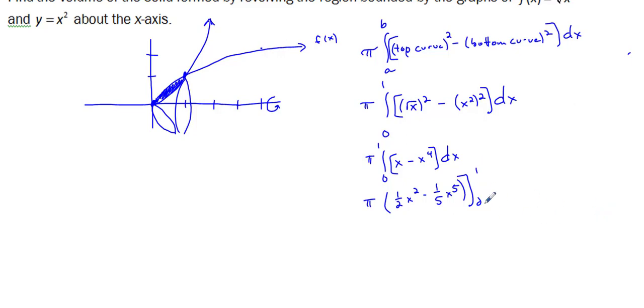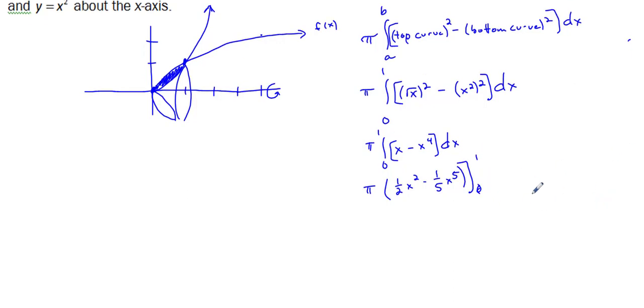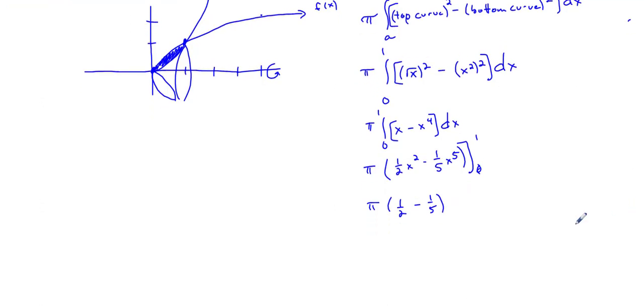Evaluated 0 to 1. Oh, I like the 0, 1. That's nice. That's not too bad either. Pi. 1 squared would be 1 times half would be half. 1 to the fifth is 1 times a fifth, minus a fifth. And then minus 0, right? Don't need to write it. Common denominator, tenths. This would be 5/10 minus 2/10 would be 3/10. 3/10 pi. And then units would be units cubed.